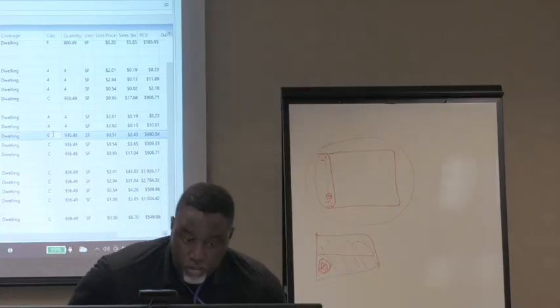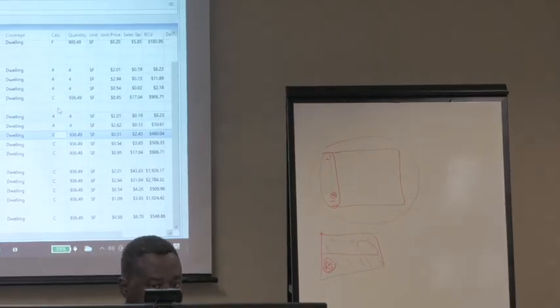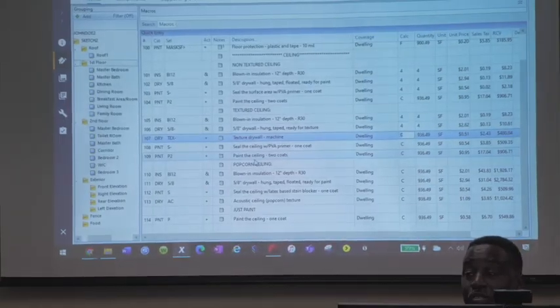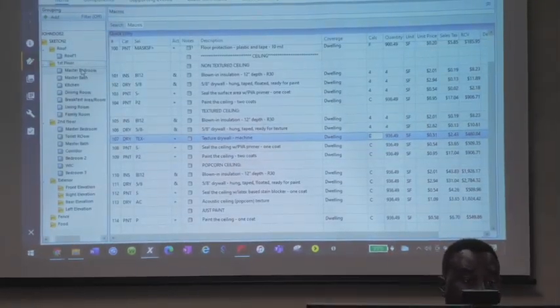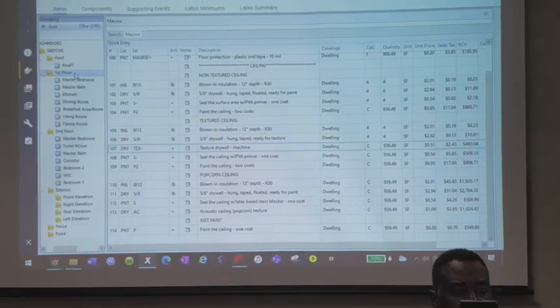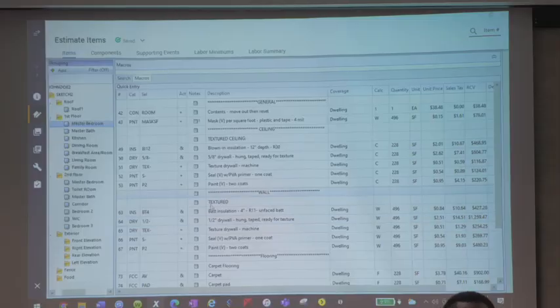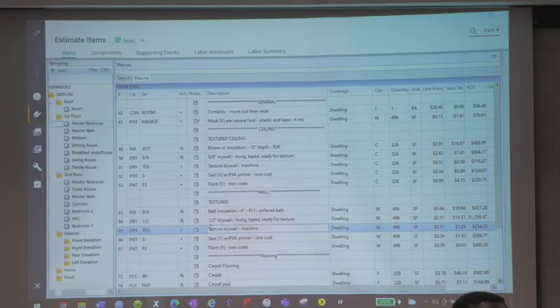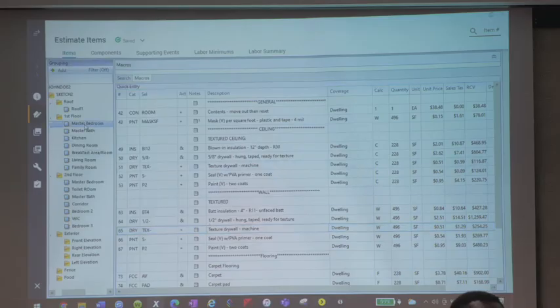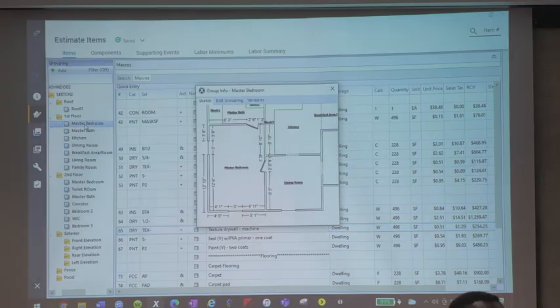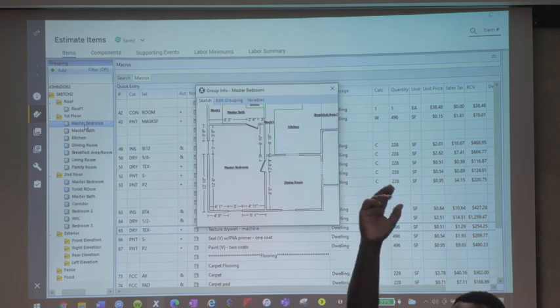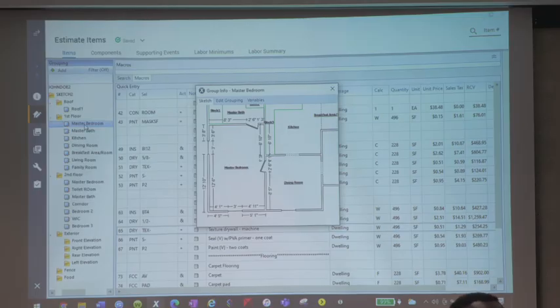So say you have that one wall. Let's say I was having that situation in the bedroom, and I come to that one wall that I've got to texture, with the texture machine. How do I go back and look at that room? I double click that master bedroom and the measurements for the master bedroom populate. I double click on the room, and the sketch pops up right there.